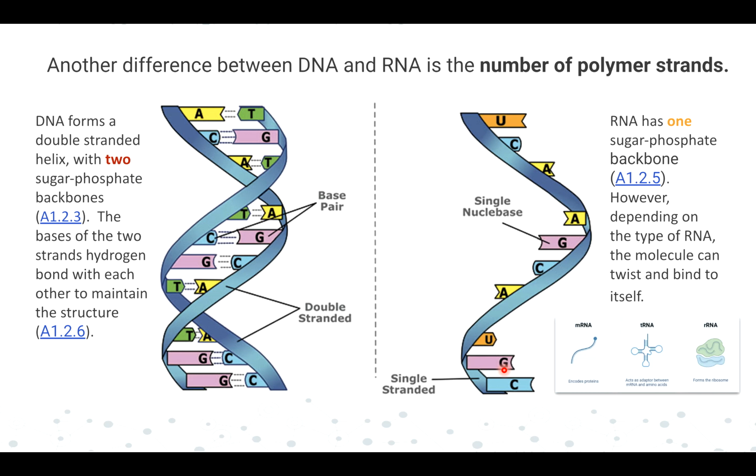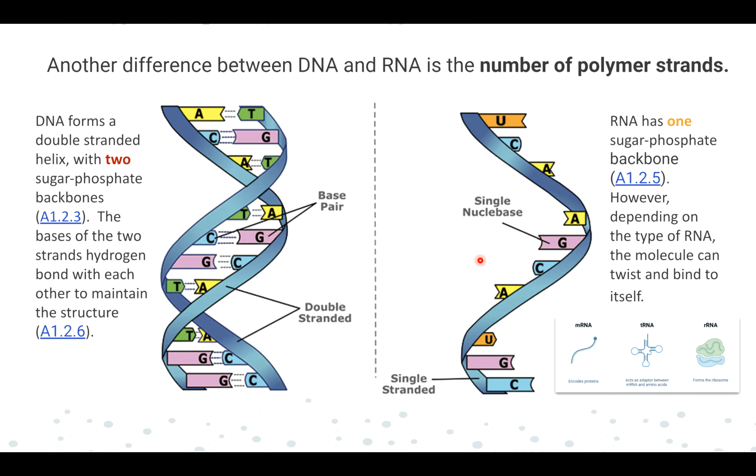Third difference, base pairing is present in DNA between A, G, C and T, whereas base pairing is not present in RNA molecule, right? So far we have discussed three differences. First, DNA is double strand, RNA is single strand. Second difference, DNA contains deoxyribose sugar, RNA contains ribose sugar. Third difference, the base pairing. Base pairing is present in DNA, absent in RNA.